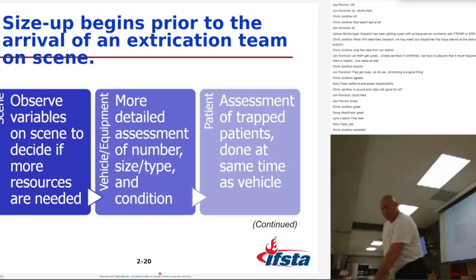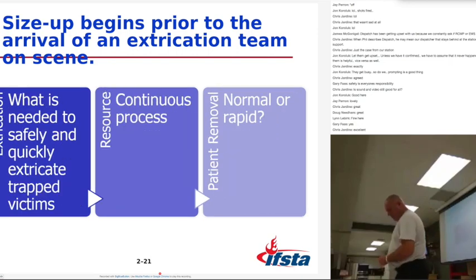Next slide. So what is needed to safely and quickly extricate trapped victims? The resources, it's a continuous process. So we're talking about resource assessment. What do we need? What do we have? If we don't need something on scene now, get rid of it. Far too often we get to scenes and they just get cluttered with too much stuff. Get stuff out, okay? Have the stuff there that you need.